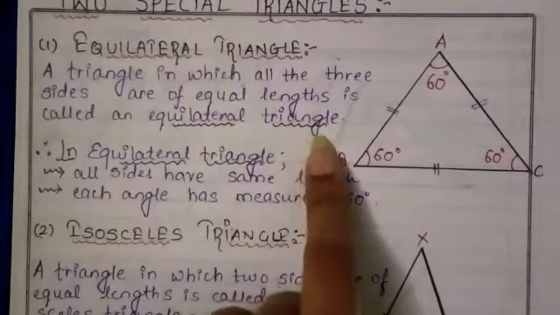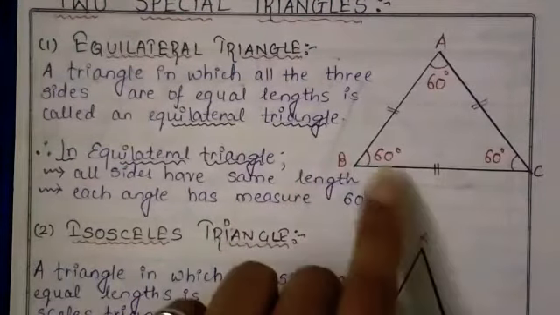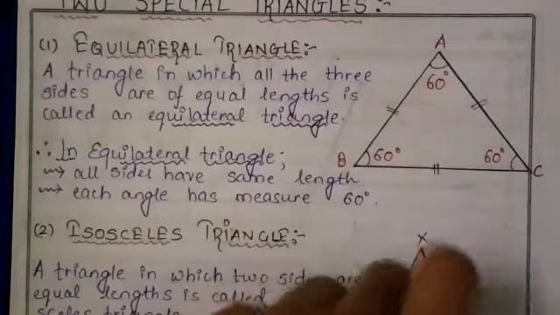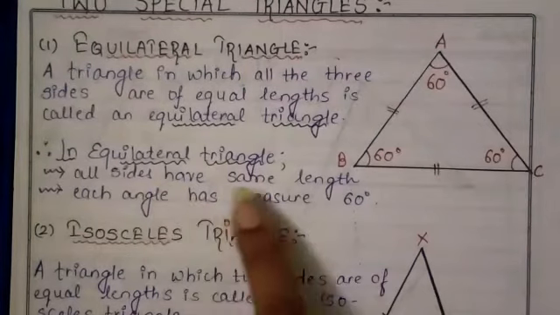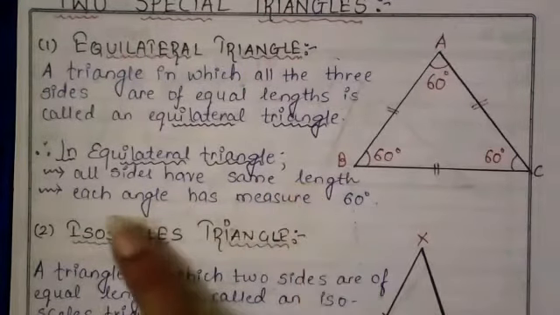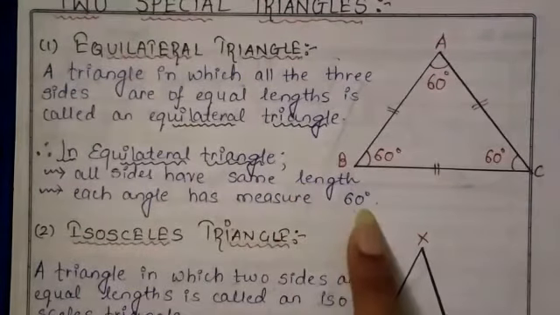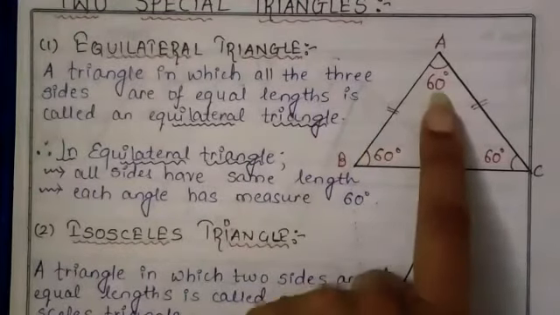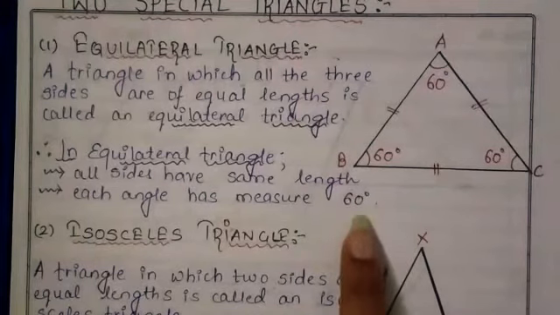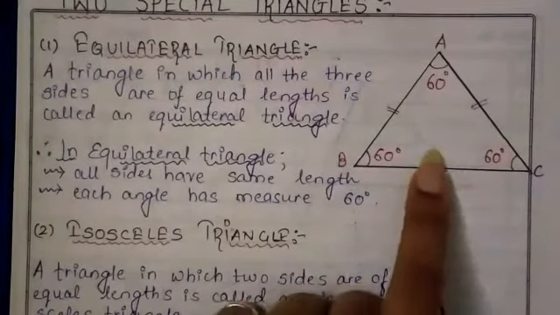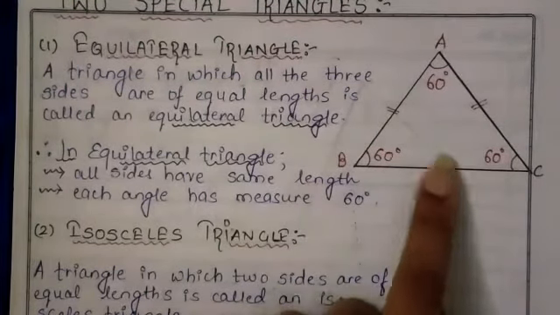This is the definition. But since the sides are the same, the angles of the triangle are also the same. So we can say that in an equilateral triangle the sides are of the same length and each angle has the measure of 60 degrees. Okay, all the angles are the same and the measure has to be 60 degrees only. So this is an equilateral triangle.